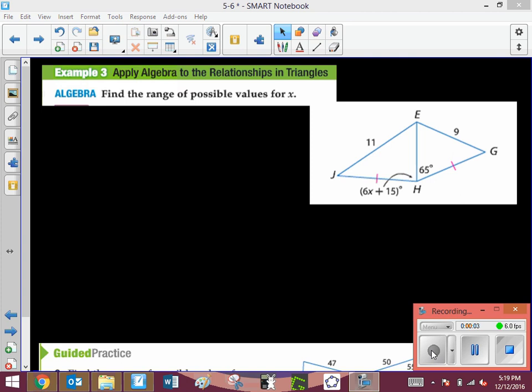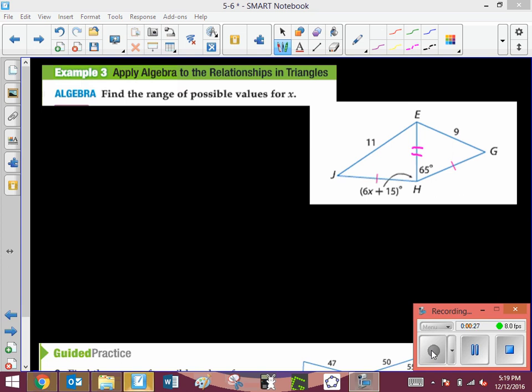Example 3, we're going to find some range of possible values for x. In other words, I want a compound inequality when we do this. We're still using the hinge theorem. I know that this side is congruent to itself, part of both triangles. We're actually going to compare the 6x plus 15 and the angle measure 65. We're going to compare those first.